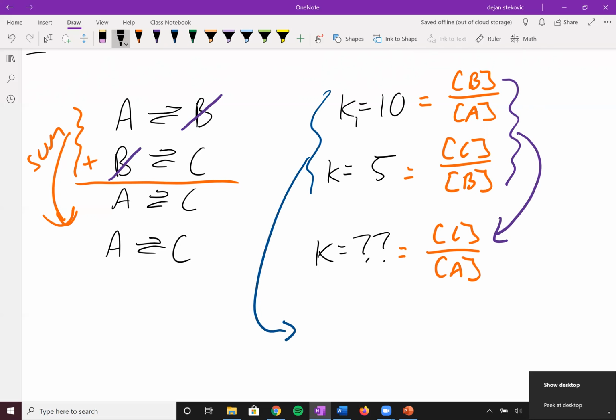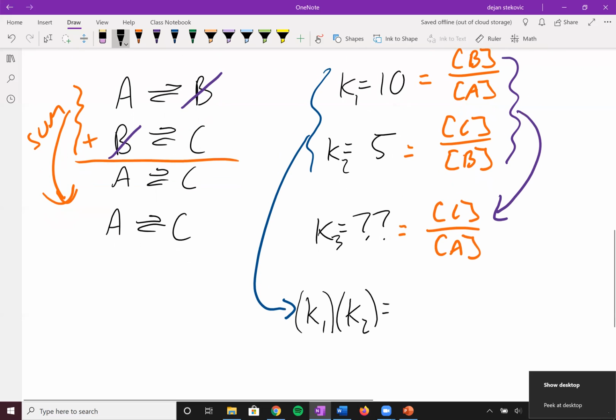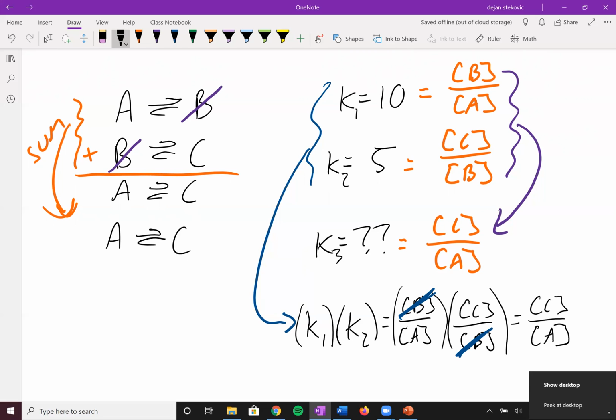So we'll call this K1, K2, and K3. So if we take K1, multiply it by K2, what we have is B over A times C over B. And mathematically, you should be able to spot very easily that these two B's will cancel out, right? They're divided by one another. And then you get C over A, which is exactly what you wanted it to be. So this is equal to K3.